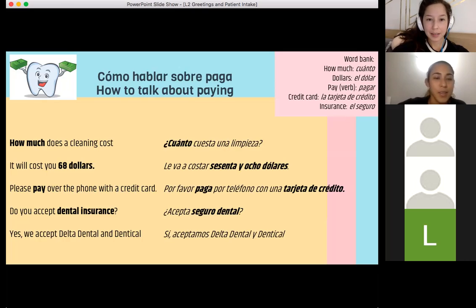Yes. So, ¿cuánto cuesta una limpieza? Le va a costar $68. Por favor, paga por teléfono con una tarjeta de crédito. ¿Acepta seguro dental? Sí, aceptamos Delta Dental y Dentical.